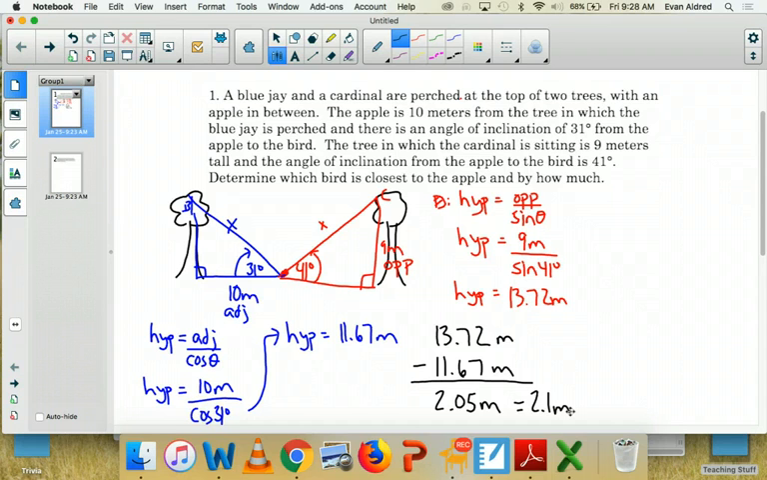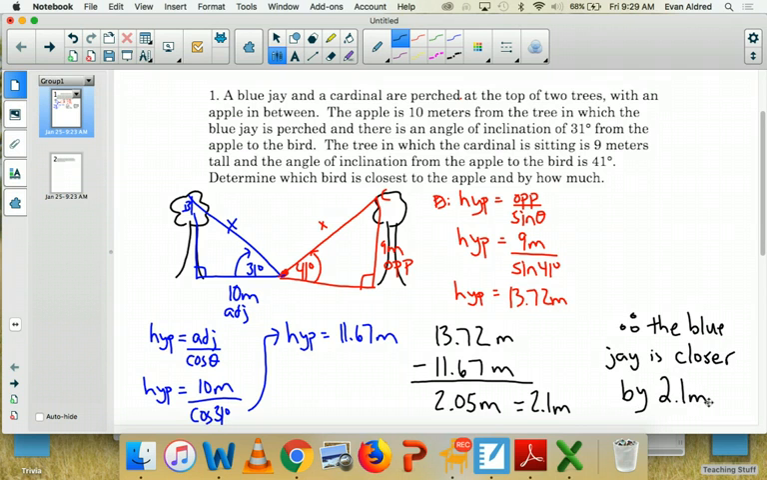And then we have one step left. With any word problem, you would write a concluding sentence. And we would say, therefore, the blue jay is closer by 2.1 meters. Okay, and it's important to recognize once again that in this problem, it is more complicated because there is more information to make sense of and to put in your diagram.